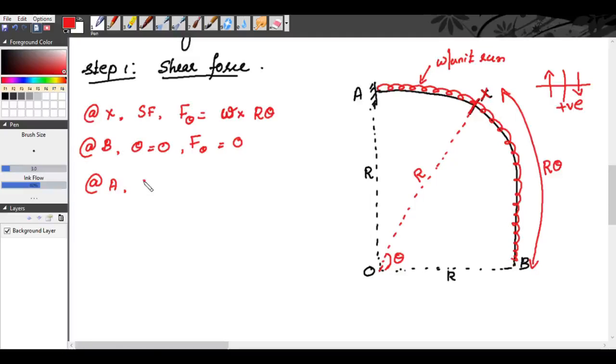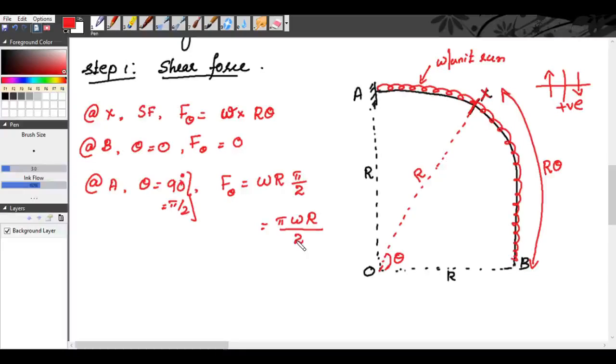At A, theta is equal to 90 degrees. So at A, theta becomes 90 degrees. Therefore, our shear force F theta becomes W R into pi by 2, because 90 degrees is nothing but pi by 2. So F theta is equal to W R pi by 2, which is pi W R by 2.